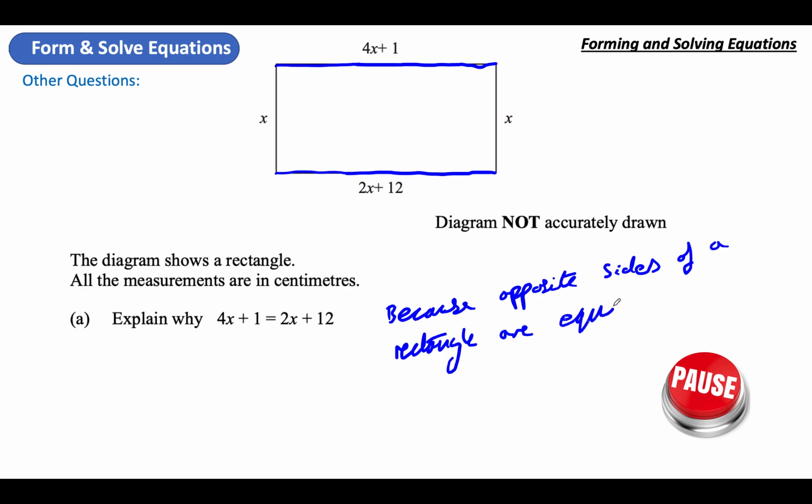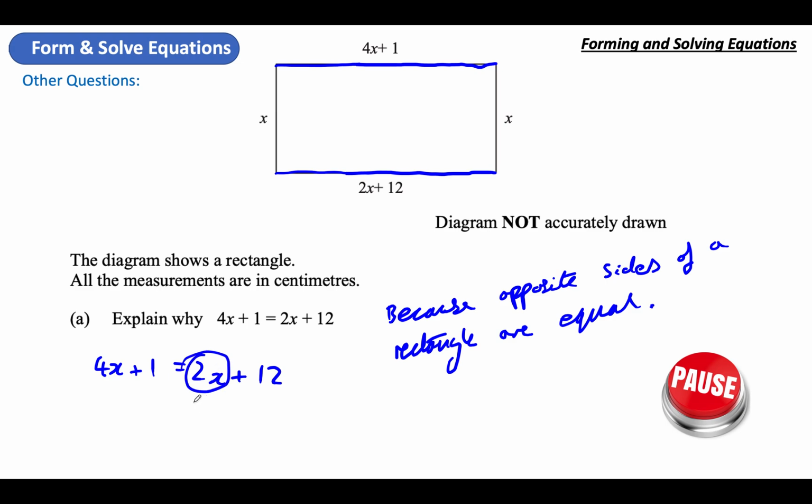are equal. And usually the question would then go on to ask you to find the value of x, or possibly not even give you this big hint at the start. You might get a question like this, and you can say straight off that, because opposite sides are equal, the 4x plus 1 length must be equal to 2x plus 12. And then you can go on to solve it.